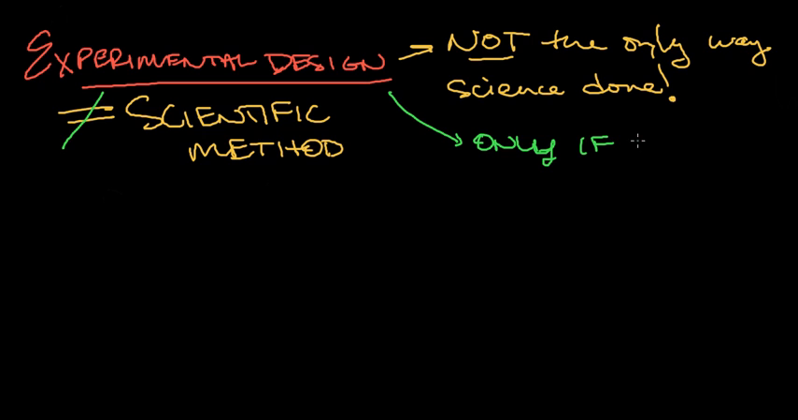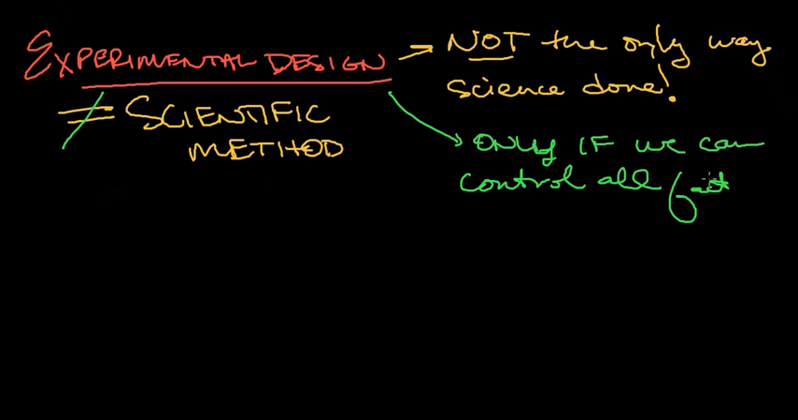if we can control all factors. So, for example, if we were trying to study the phases of the moon, we can't pause the moon to say, okay, we're going to change this one thing and see how it affects it. All we're doing is making observations and making inferences. And to me, that's what the scientific method really is. But you will see these two terms confused a lot.